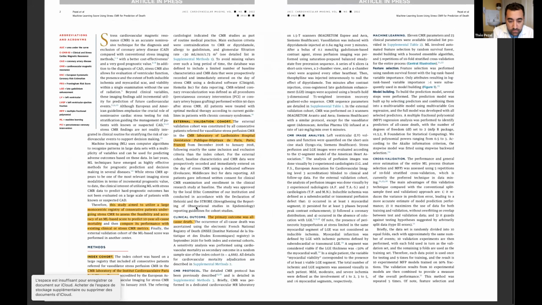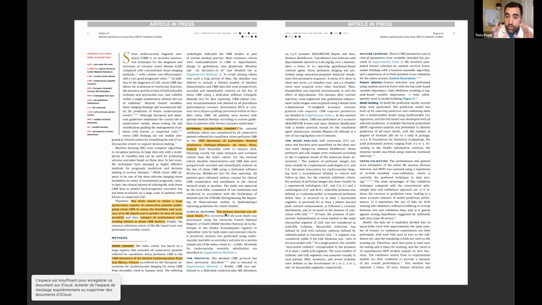So as I mentioned, we work only for the primary outcome using death, and we have two types of results: using the index cohort and after the external validation cohort.